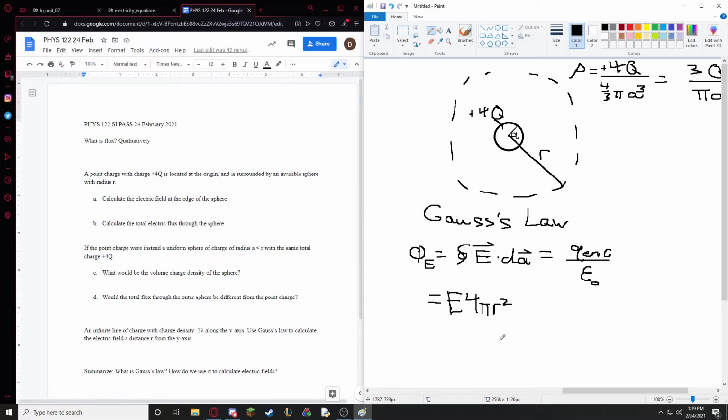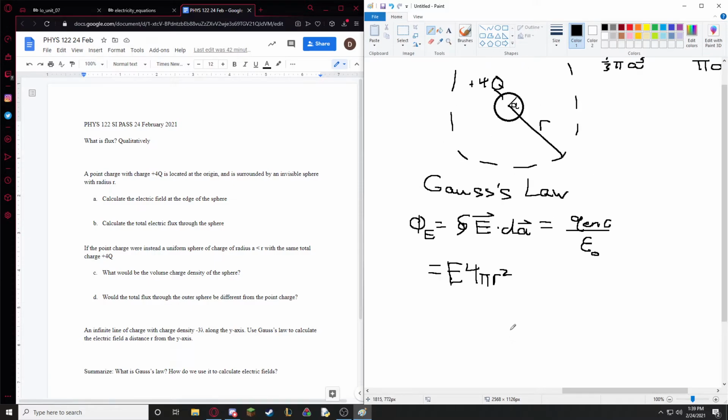And we know that has to equal Q enclosed over epsilon naught. So all we need to do is divide by 4 pi r squared. Our electric field E is equal to Q enclosed over 4 pi epsilon naught r squared, and it's in the r hat direction.